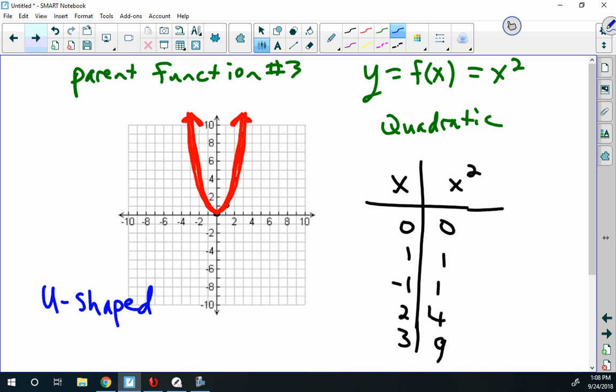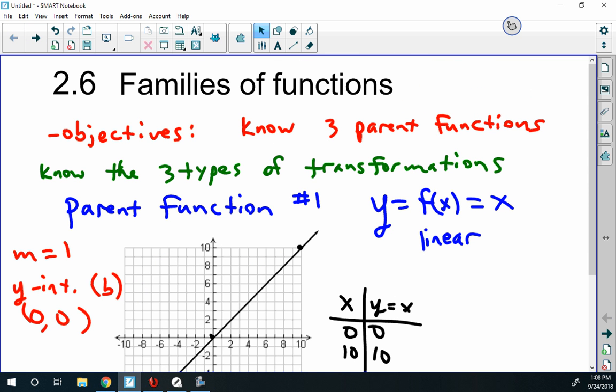All right, well, before we look at the next thing, I want to go back and look at the objectives. It says you're going to be able to know 3 parent functions. Well, we saw the 3, so that's all right. The next thing is to know the 3 types of transformations.